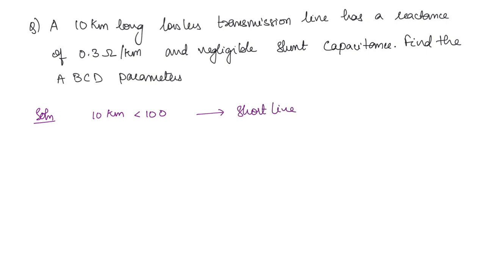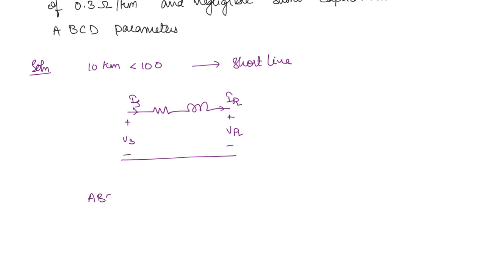So what will be the representation for a short line? Resistance, inductance, and this is the sending end current and voltage, and receiving end current and voltage. Okay, now you can either use the direct result, we have already derived the ABCD parameters, so you can use that directly. What are the ABCD parameters? This is 1, Z, 0 and 1. Otherwise, you can consider it like a two-port network and you can find out the ABCD parameters. You can go either way.